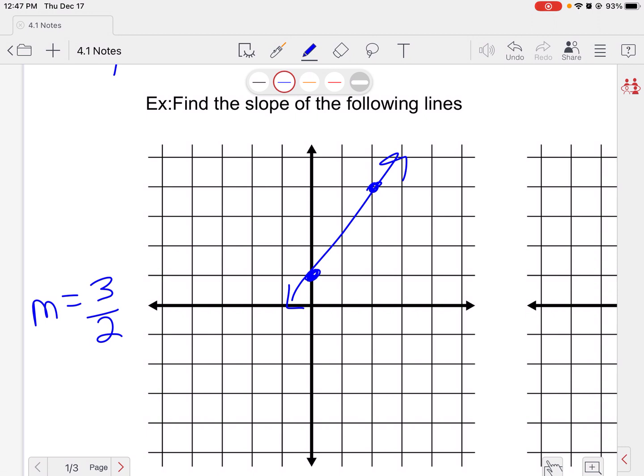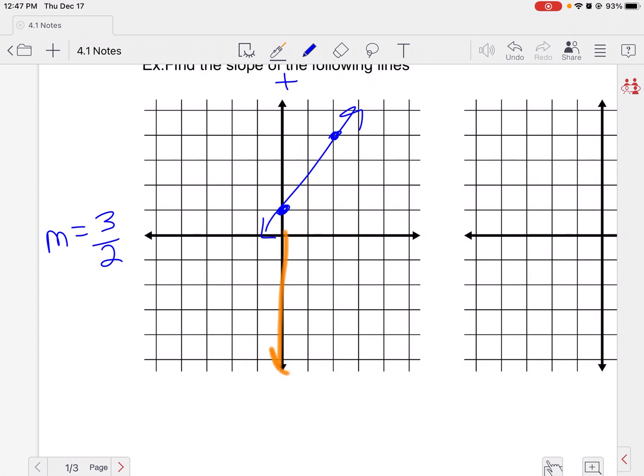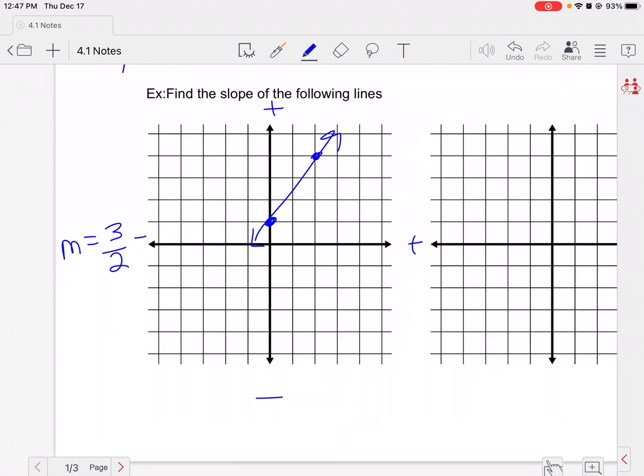Now when you go up, that's positive. If you go down, that's negative. If you go to the right, it's positive. If you go to the left, that's a negative number. So you might want to write that down. It kind of goes with how you're plotting points, but just in case you need help remembering.